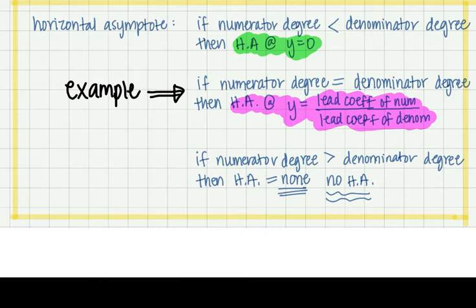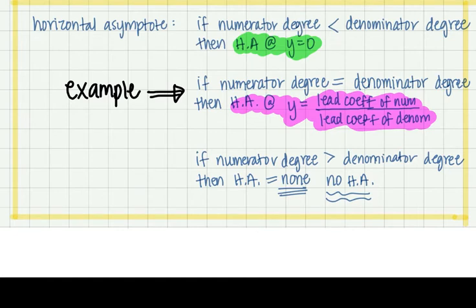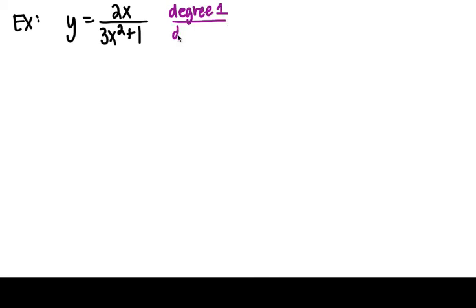So let's take another example. Make sure you get those down because that's really important for you to figure out what type of horizontal asymptote you have, if any. And let's do an example here. y equals 2x over 3x squared plus 1. Now I have a degree 1 over a degree 2. Therefore, my horizontal asymptote is y equals 0.